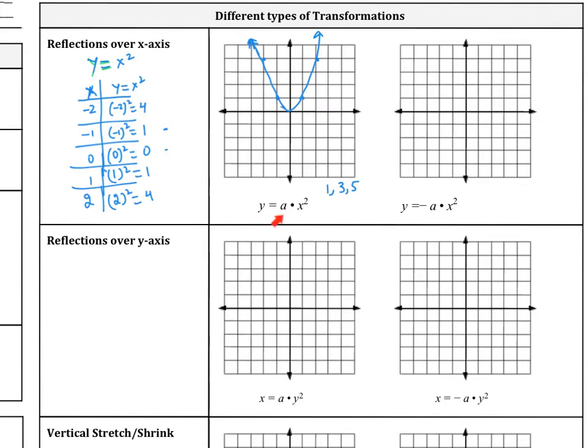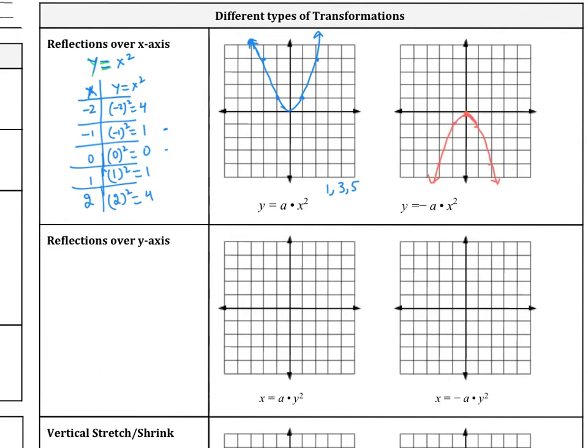Since this is a positive number in front of the function, this is going to be a graph that opens up. And if you have a negative in front of the function x squared, then you're going to get the same type of graph, which is going to be rise 1 over 1 and then rise 3 over 1. So the pattern is going to be the same, but it's going to be opening down.